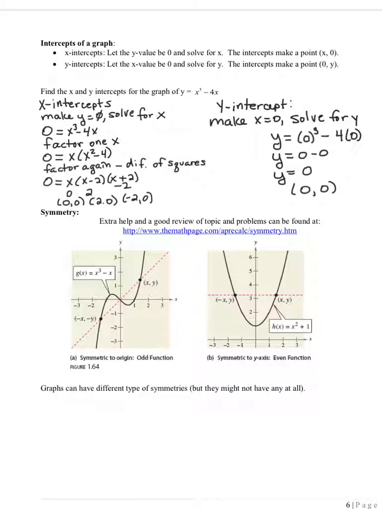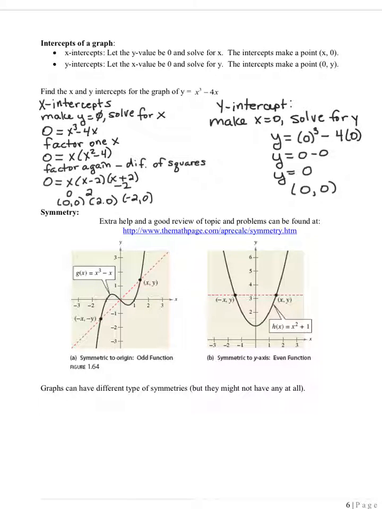Now to find the y-intercept, we make x equals 0 and solve for y. This one's a lot simpler because when we make x 0, we simply end up with 0. So our y-intercept is 0, 0. Notice that 0, 0 is not only the y-intercept, but it's also the x-intercept. This is the only point on the graph where the x and the y-intercept are the same. This point is called the origin.